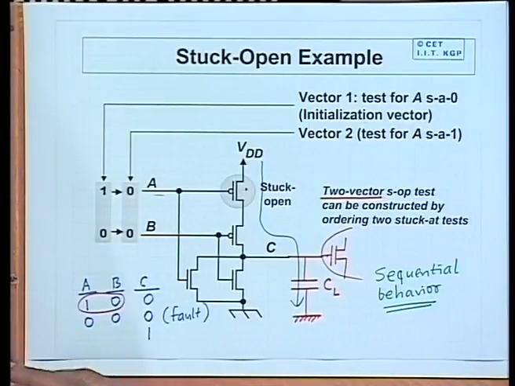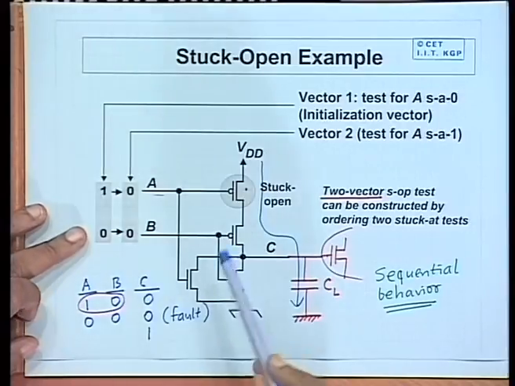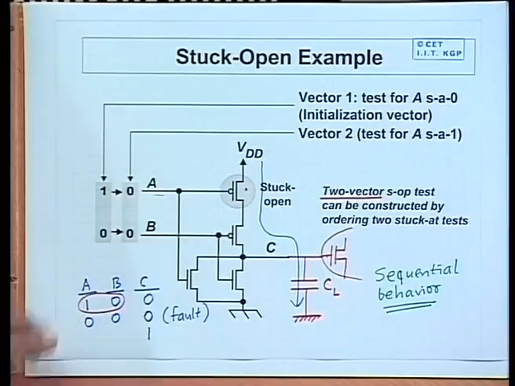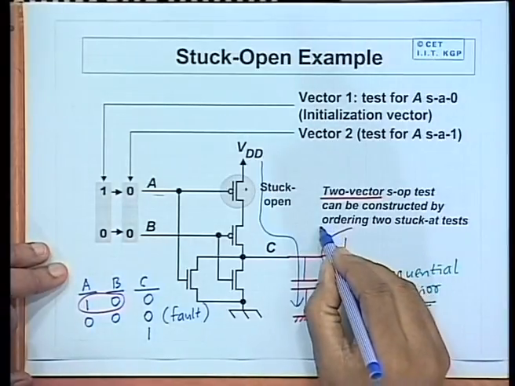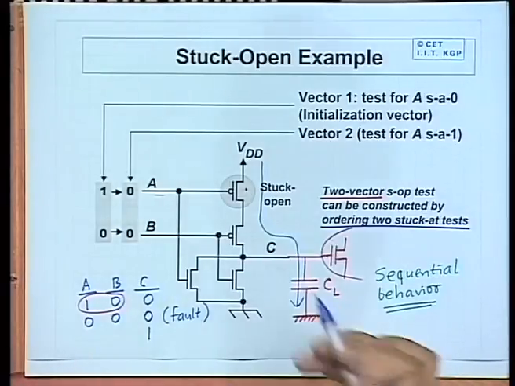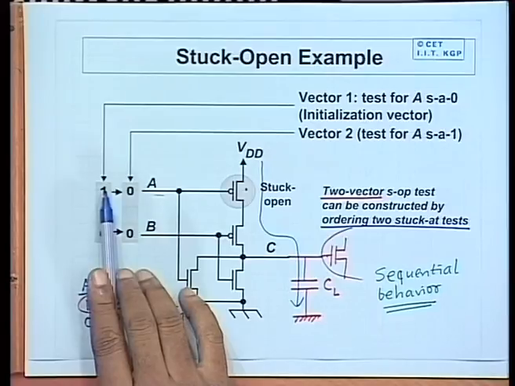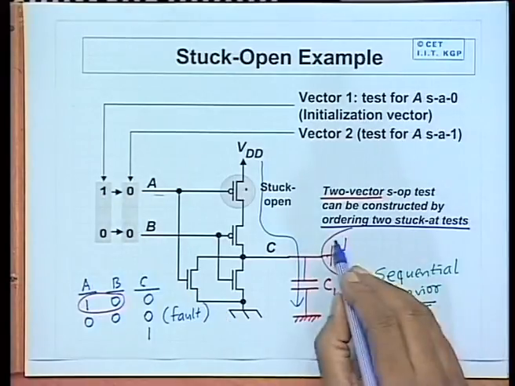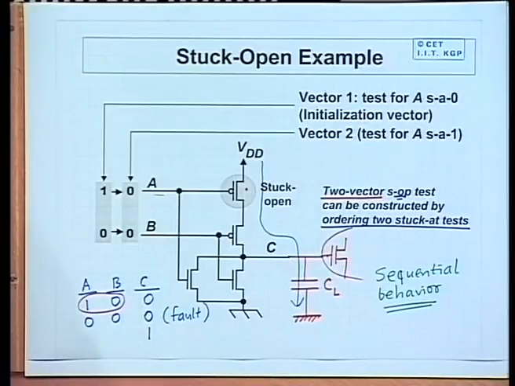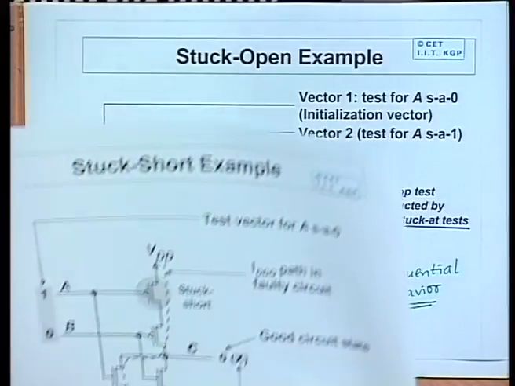Now, as I told you, a normal stuck at fault test set may not have these two vectors coming one after the other in sequence, but you can sometimes reorder the stuck-at tests by moving them up and down, so that this sequence appears one after the other, and using that you can detect many stuck open faults also. Okay. So, this is one peculiarity of CMOS circuits.